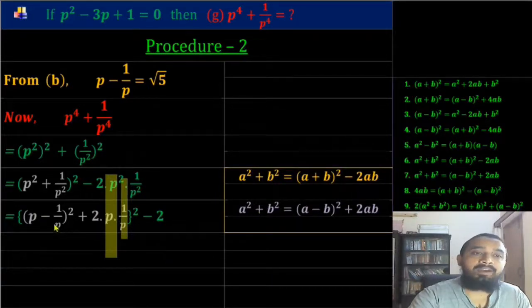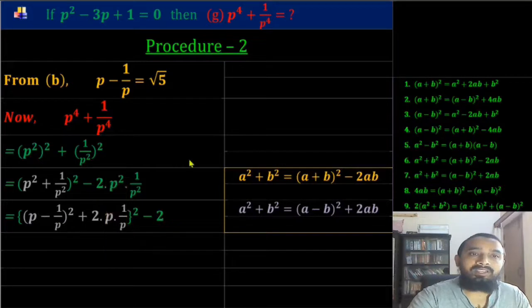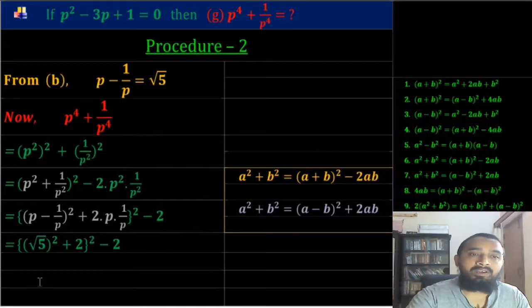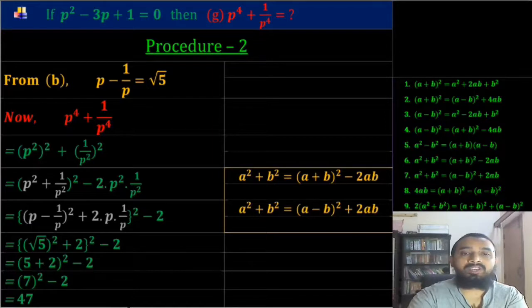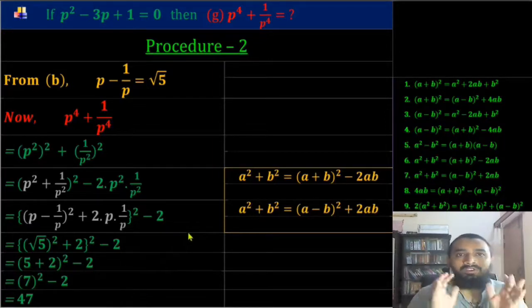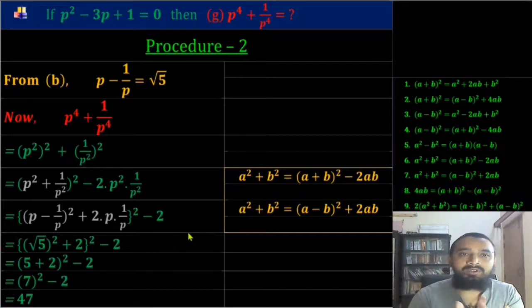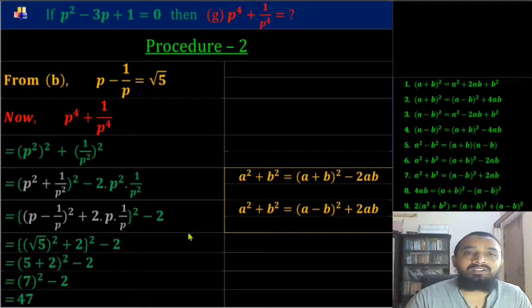Here the value of p − 1/p is equal to √5. Now you just put down the value, and we get ((√5)² + 2)² − 2. The square and the root cancel each other, so we get (5 + 2)² − 2. As we can see, 5 + 2 means 7, so 7² − 2, which is 47. So in both procedures, whether we apply the value of p + 1/p or p − 1/p, we always get the same value for our destination, which is 47.